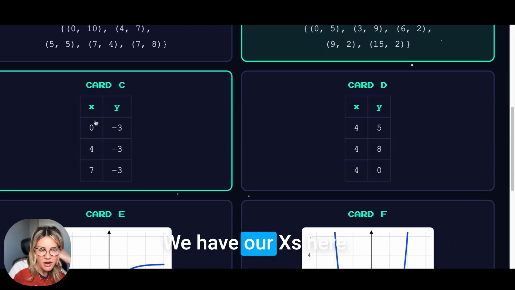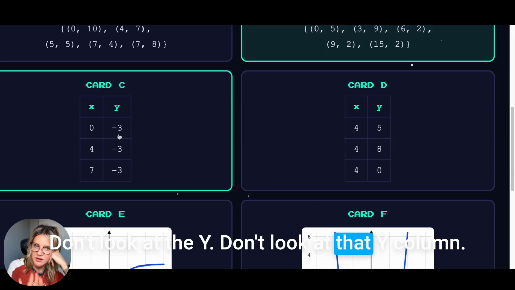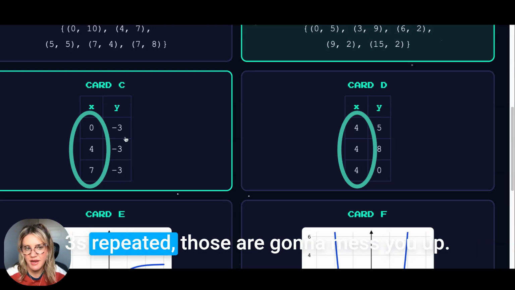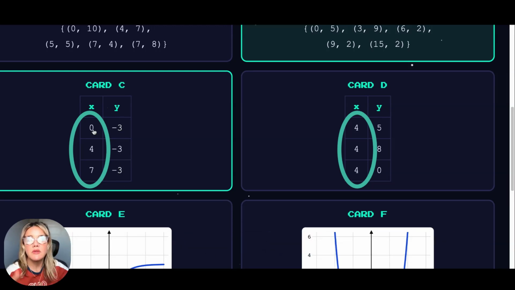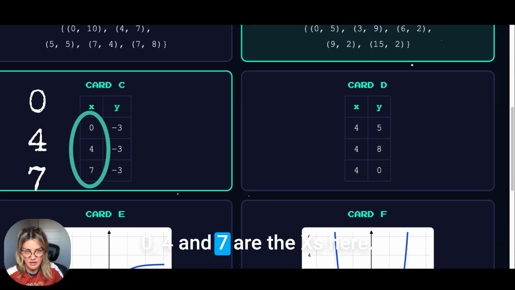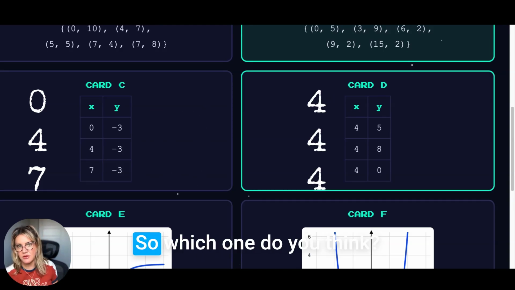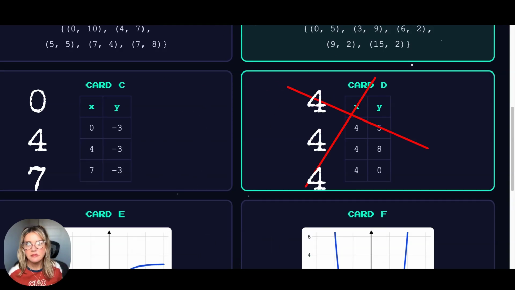We have our x's here. Don't look at the y. Don't look at that y column. Just look at the x column because those -3s repeated, those are going to mess you up. 0, 4, and 7 are the x's here. 4, 4, and 4 are the x's here. So which one do you think? Yeah. Card C is the function for sure because 0, 4, and 7 do not repeat.